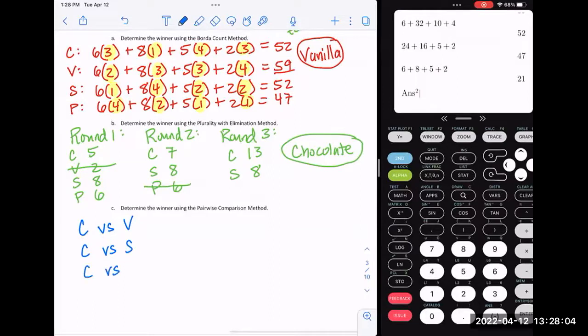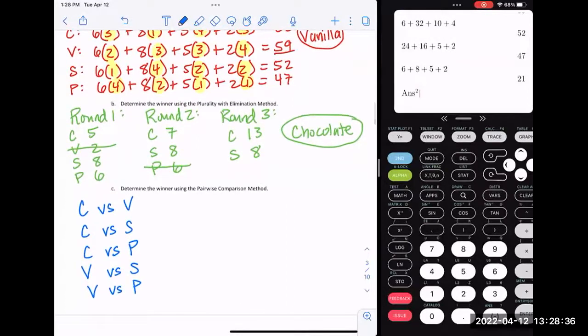And I kind of like to be systematic here. So you'll notice I paired chocolate up against every other candidate. So then I might move on to vanilla. So vanilla against every other candidate. Well, I've already done vanilla versus chocolate, so I don't want to do that again. I want to be careful not to do that one twice. But I could do vanilla versus strawberry and vanilla versus pistachio.